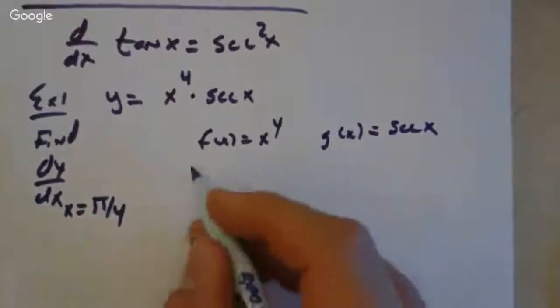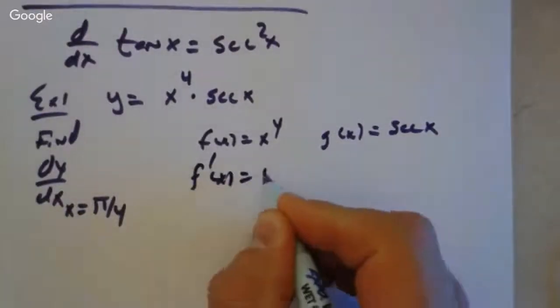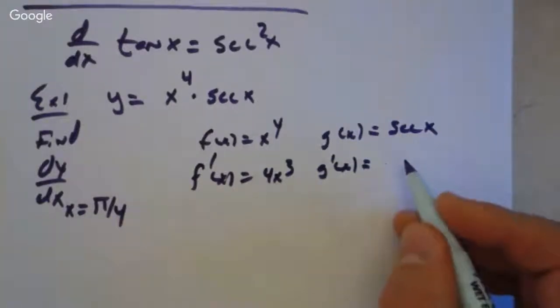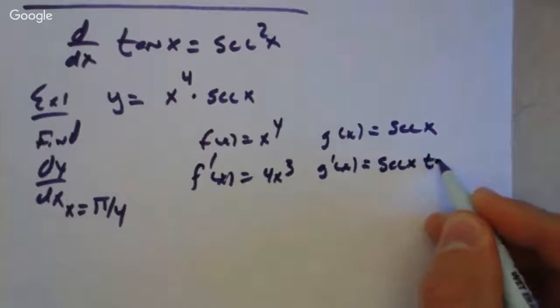Okay, so what's the derivative of x to the 4th? 4x cubed. What's the derivative of secant x? Secant x tangent x.